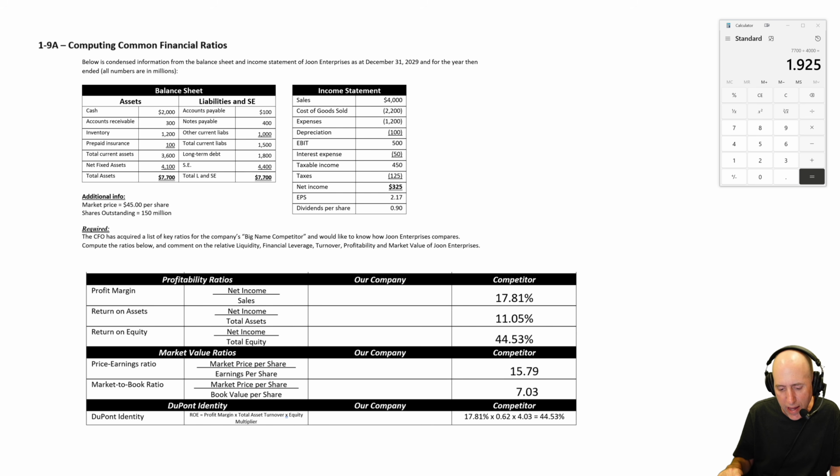Okay, one last page of ratios. We got 3 categories though. Let's start with profitability ratios. I predicted we'd do worse. Maybe we aren't going to do worse. Let's see.